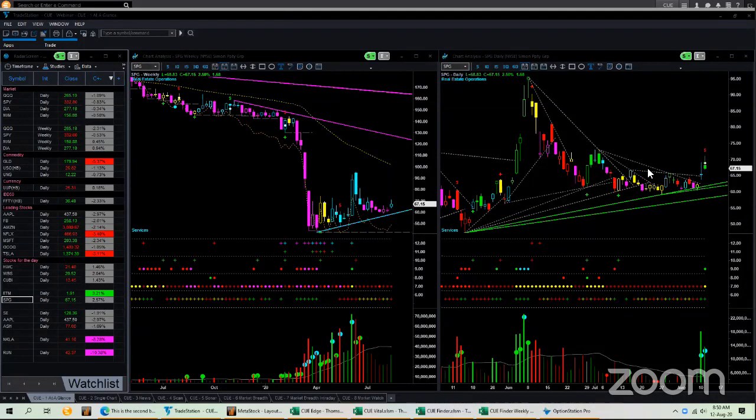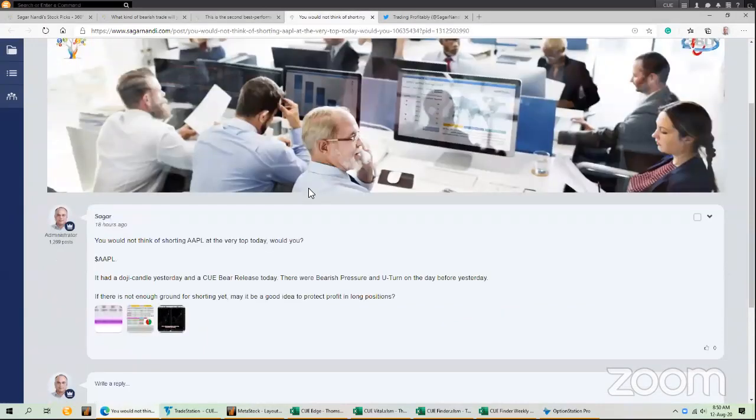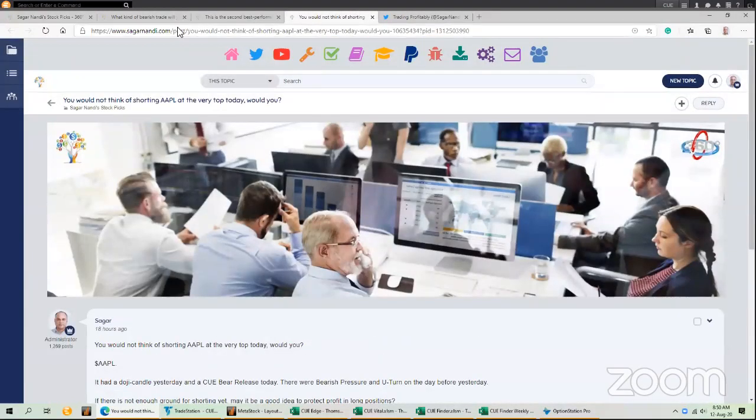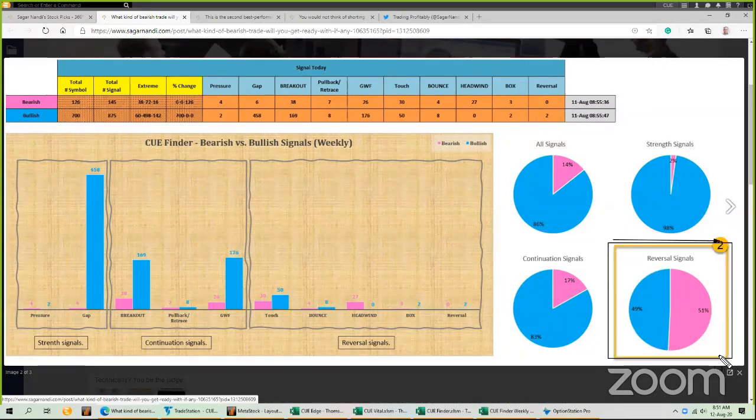Because of the long upper tails, I was willing to take some short trades. And also, I want to show you one more thing. Let's go back to what kind of bearish trade would you take. When I shared this post, that was after Monday's close. You see how the Q Finder weekly pie charts look. Only the reversal signals were slightly more bearish than bullish, and the bearish percentage was 51%. That was as of Monday's close.